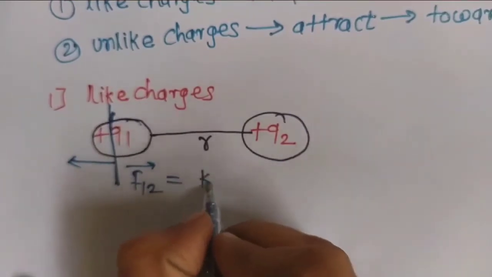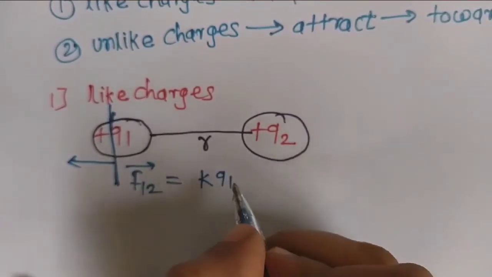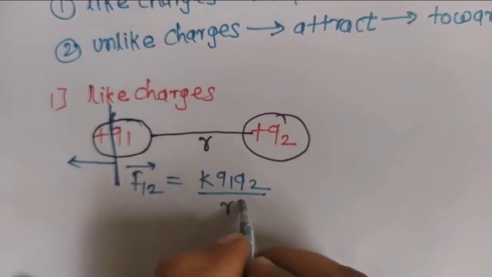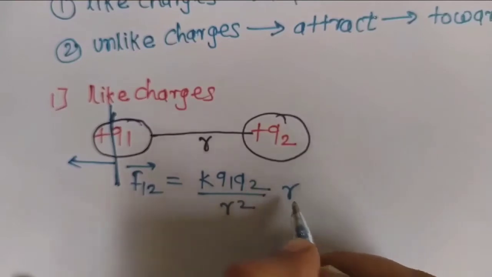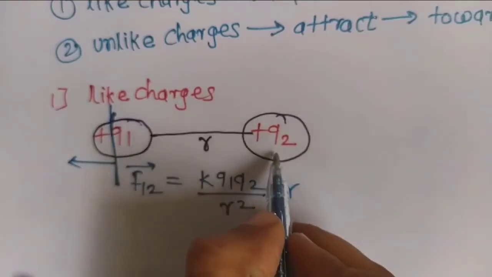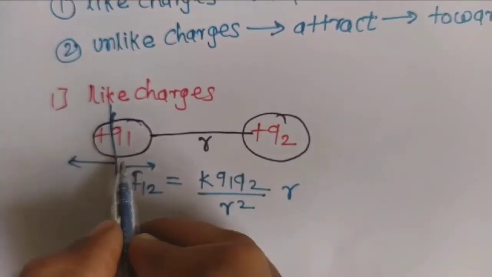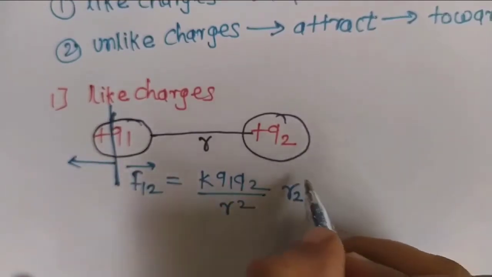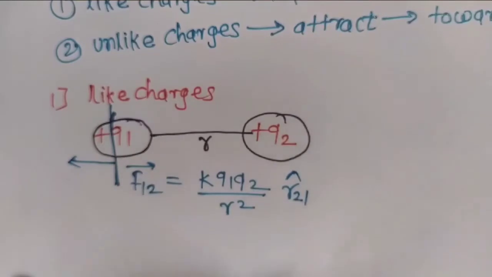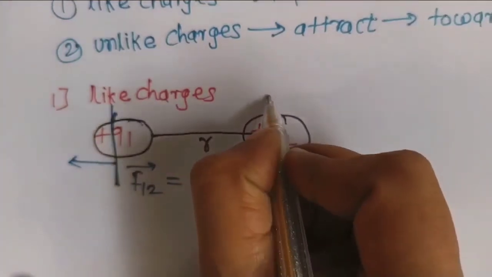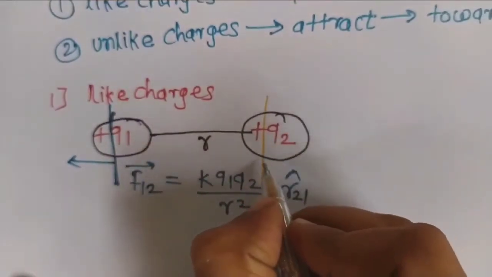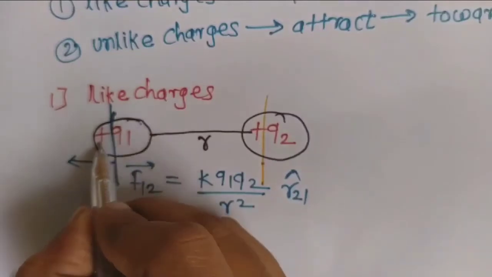For that we draw the line on the charge Q1 and draw the direction away from the charge Q2. The force F12, the force on charge 1 due to charge 2, is equal to K Q1 Q2 upon r square, and the direction is r cap 21, from charge 2 to charge 1. Let's find the force on the charge Q2 due to the charge Q1.